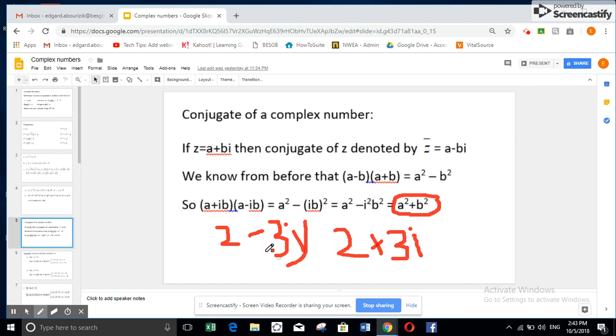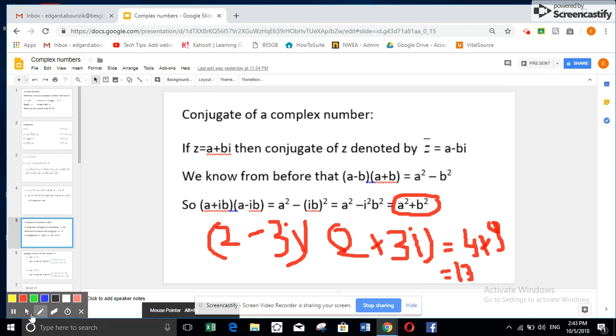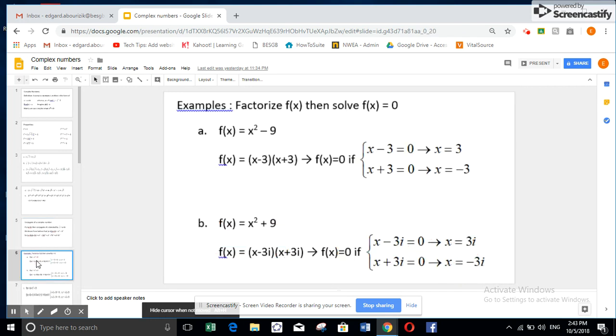So if you multiply, for example, 2 minus 3i by 2 plus 3i, the answer will be 4: a squared, the real part, you square it, plus the coefficient of i, which is 3. If you square it, it will be 9. So as you can see, a complex number times its conjugate is a real number. So in that case, if you want to get rid of the complex, you must multiply by the conjugate. We're going to see where we're going to use it.